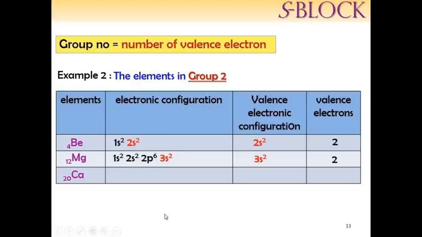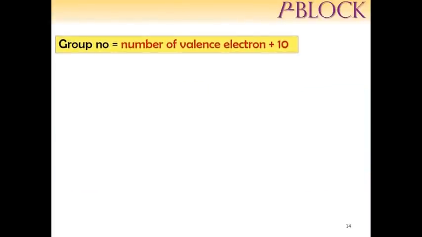For calcium, the electronic configuration is 1s2 2s2 2p6 3s2 3p6 4s2. The valence electronic configuration is 4s2 and the valence electron is 2. All the elements in group 2 have the same number of valence electrons, which is 2. For elements in the p block, the group number is determined by the number of valence electrons plus 10.